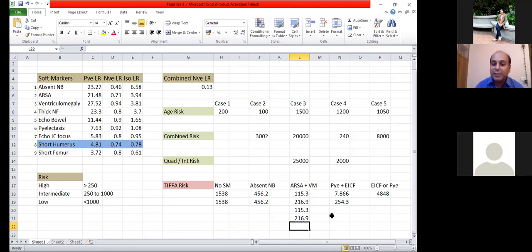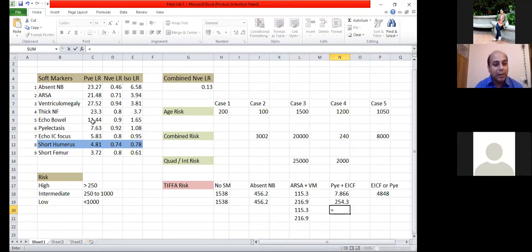Case 4, if we see, the age risk is 1200, the combined risk was 240, the quadruple or integrated risk comes out to be 2000. There was pyelectasis present and echogenic intracardiac focus is present. So we calculate the total LR of this study.